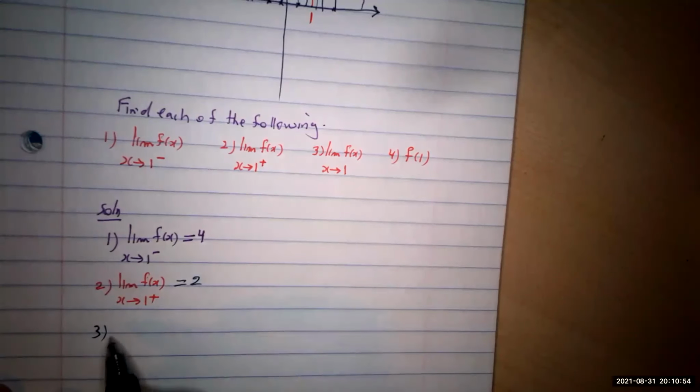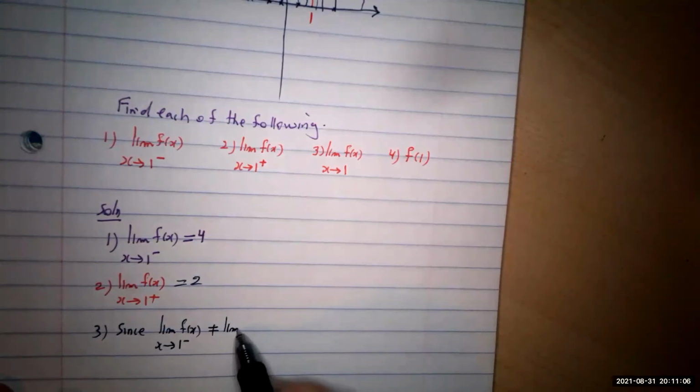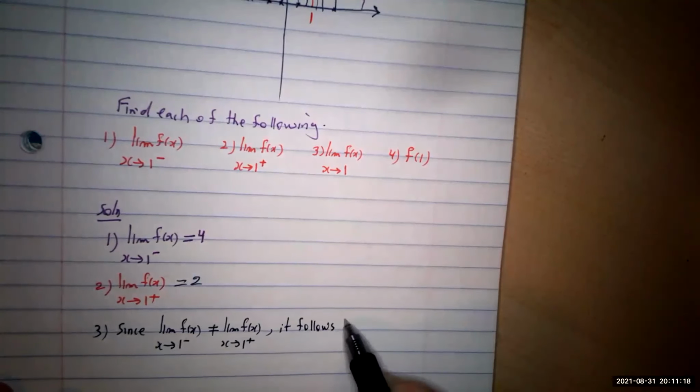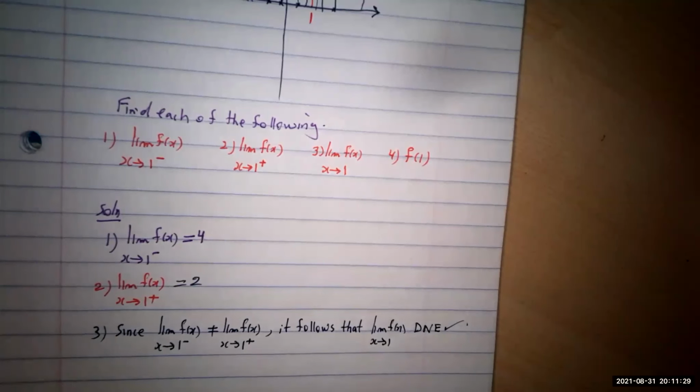we can argue that, since the limit of f of x as x goes to 1 negative is not equal to the limit of f of x as x goes to 1 positive, that implies, or it follows, that the limit of f of x as x goes to 1 does not exist. It's the way we write it down. Don't say no solution. You have to give us a reason. This is the reason.